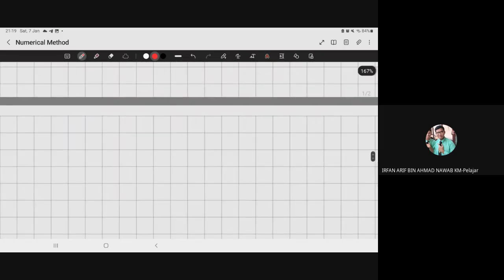So the question asks, show that there is a root that lies between -1 and 0 for the function given. Basically, they give us a function, and then they give us an interval, -1 to 0. I don't know whether between means inclusive or exclusive. I'm going to assume inclusive. So they give us this function.